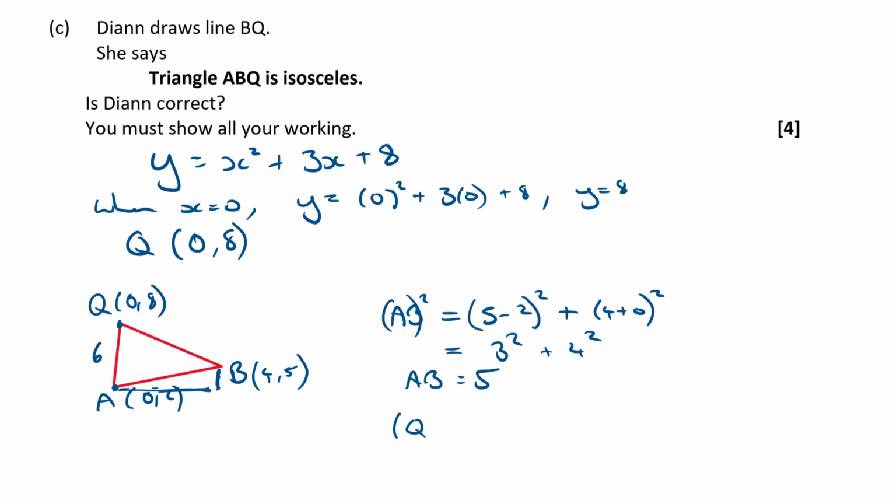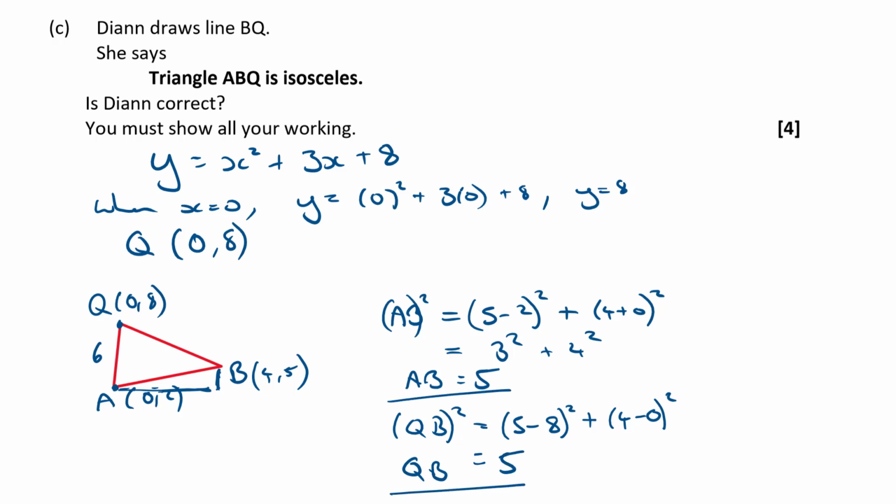So what's QB? QB all squared. Again, going to look at the change in y. So that's, well, 5 minus 8, isn't it? It's uphill. All squared. Plus 4 minus 0, all squared. So 5 minus 8 is negative 3. Negative 3 squared is still 9. And 4 squared is still 16. And I'm going to get QB is equal to 5 as well. Okay, so those two are both 5.